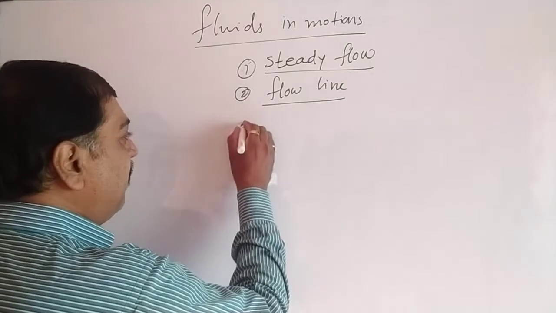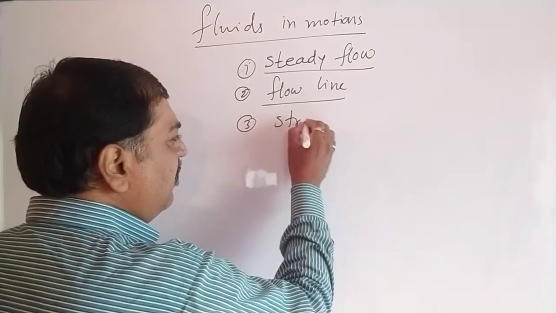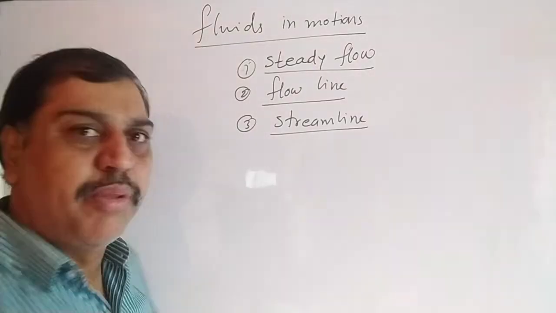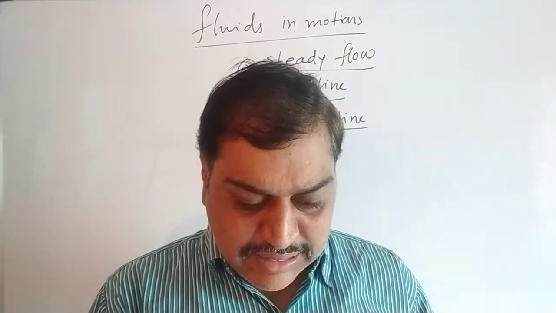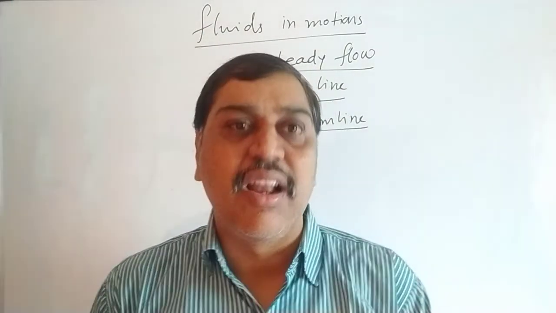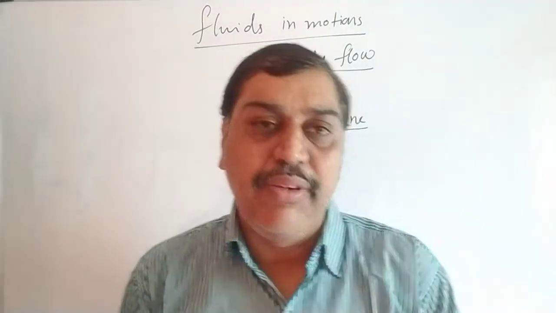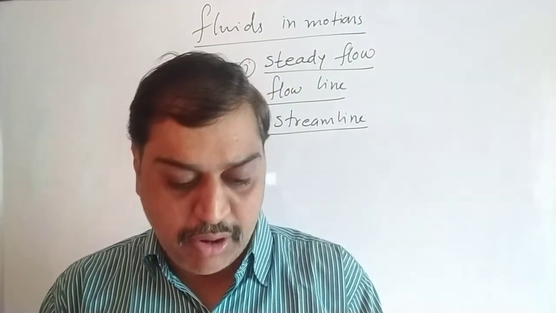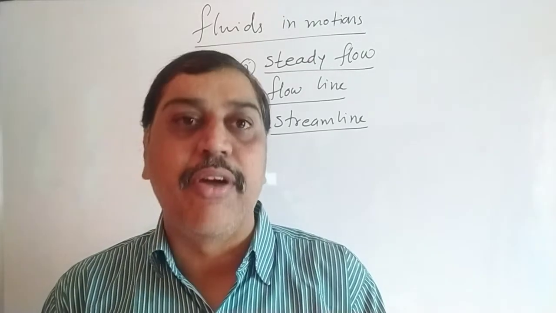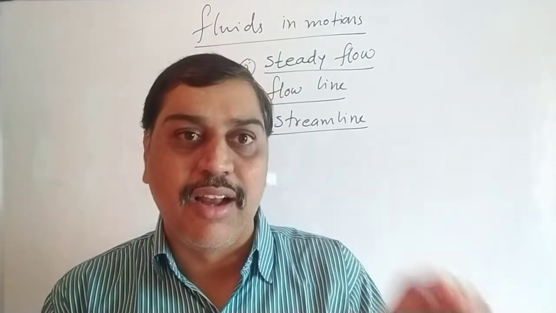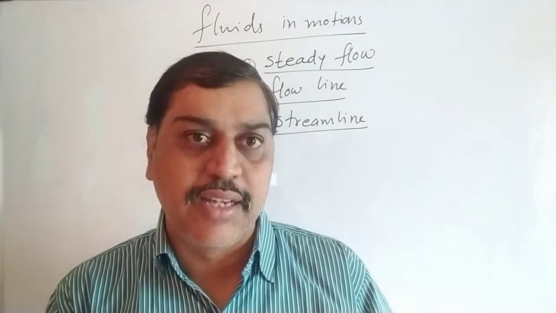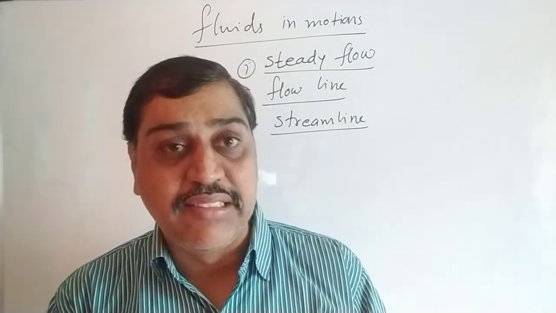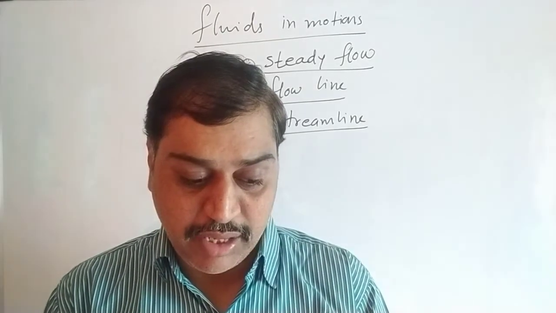Let's go to next, streamline. What is meant by streamline? It is one of the properties of the fluids. A streamline is a curve, and if we draw the tangent to that curve at any point, it will give the direction of velocity of flow at that point. That is nothing but a streamline.